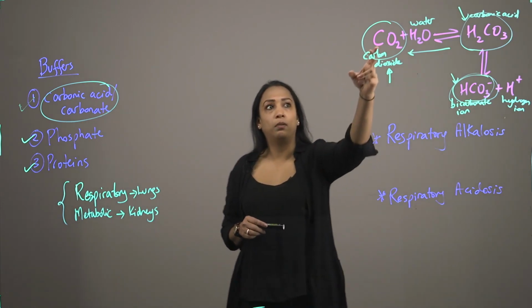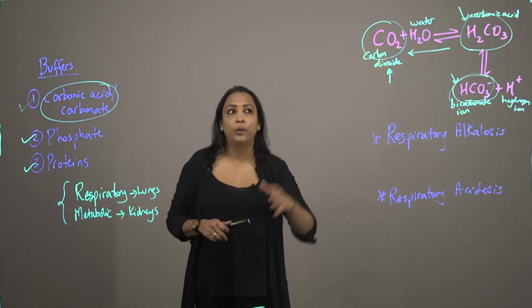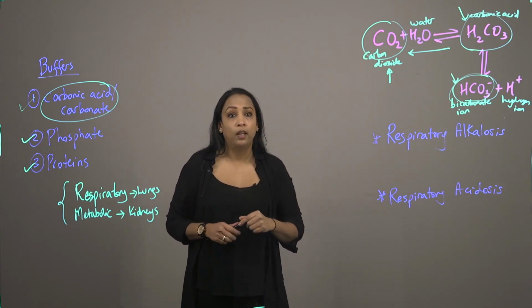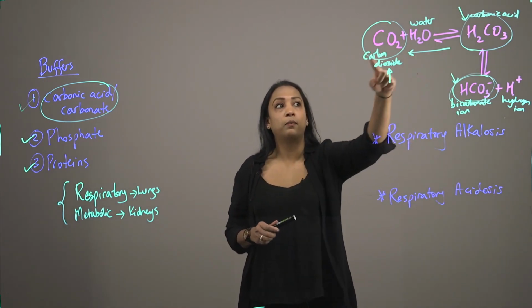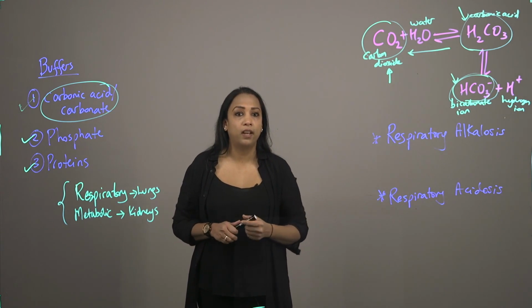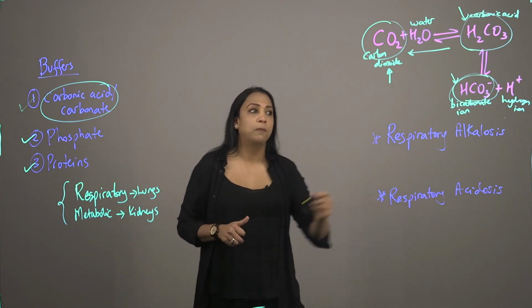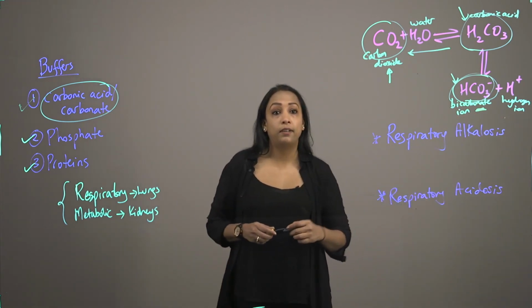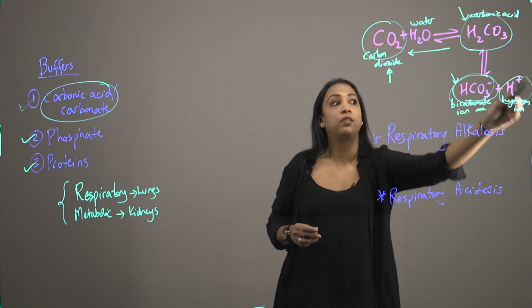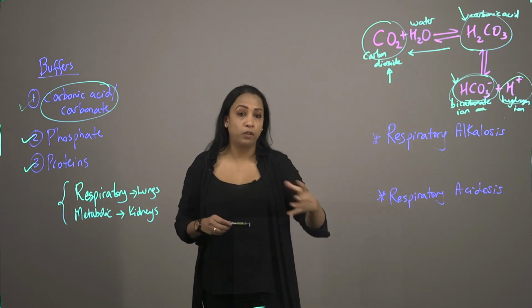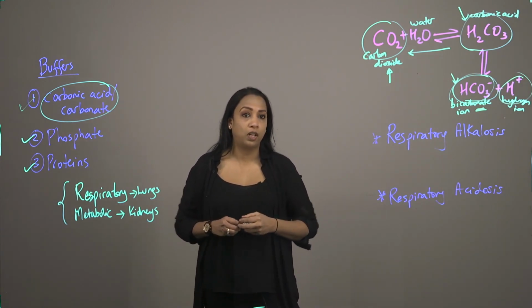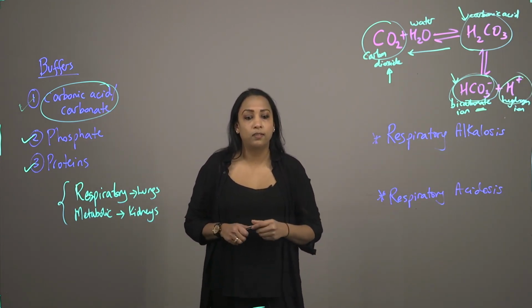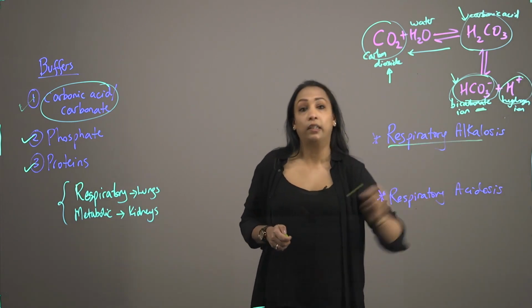So if because of our shallow breathing, we are decreasing carbon dioxide, then what's going to happen is this equilibrium is going to shift to that direction. And that is going to cause the bicarbonate ion to be consumed, and by extension, our hydrogen ions to be consumed. So if we're removing too many hydrogen ions, then what that causes is respiratory alkalosis.